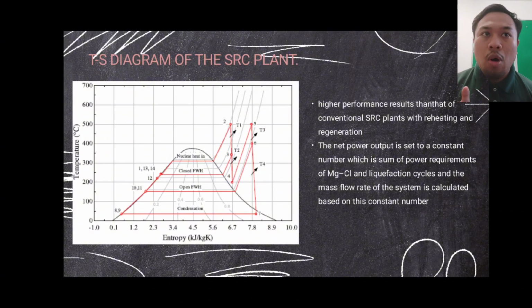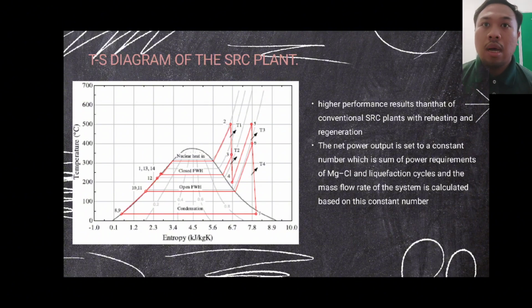And then the net power output is set to a constant number, which is the sum of the power requirement of MGCL and the liquefaction cycle, and the mass flow rate of the system is calculated based on this constant number. What is different from the TS diagram of the nuclear power plant that we learned in our lecture is that this is a more complex TS diagram than our lecture TS diagram.